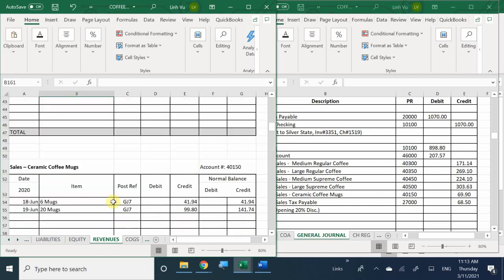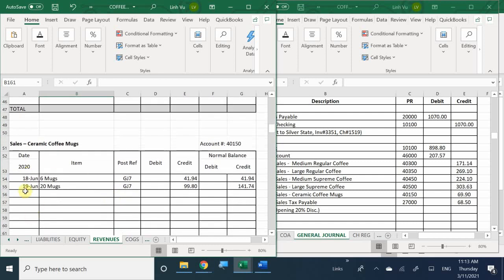All right, now we have our ceramic coffee mugs. So scroll all the way up to the top. Ceramic coffee mugs. How many did I sell? You sold 10. All right, general journal number 8 once again, for a total of how much? 69.90. So what is your new balance here? 211.64. Okay, good.